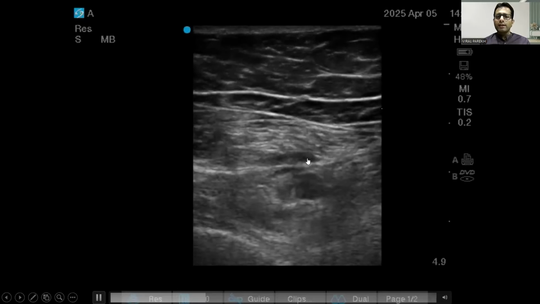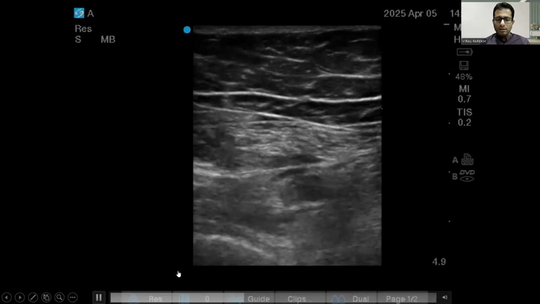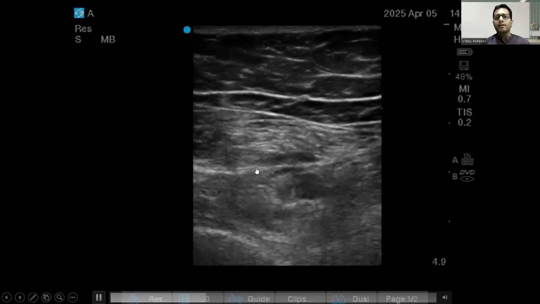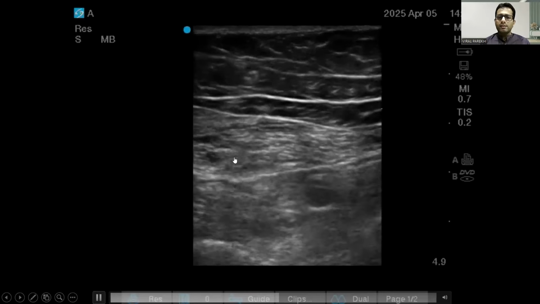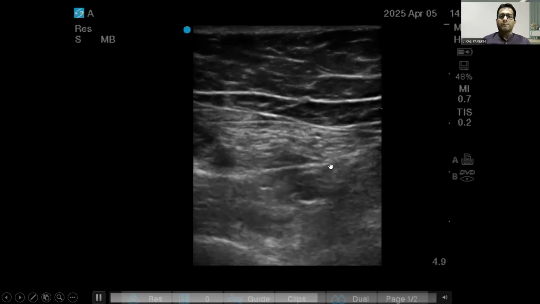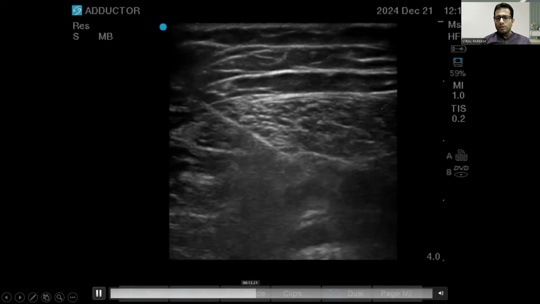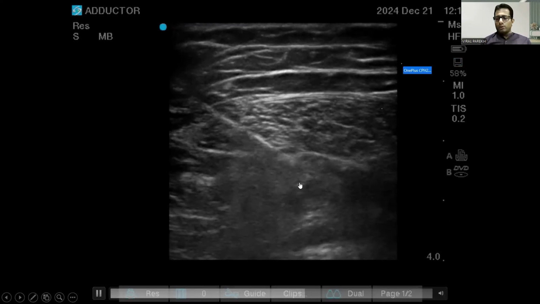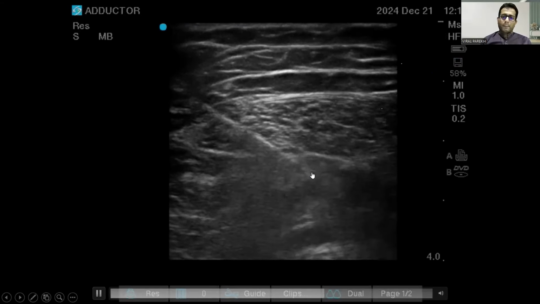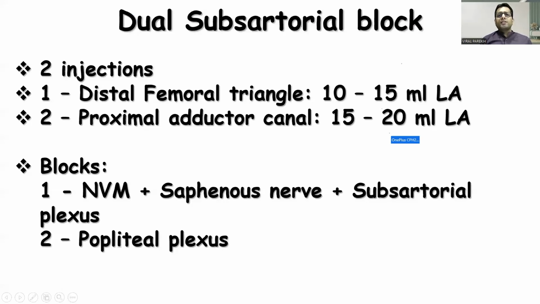So this is another image which I wanted to show. We usually put catheters in all our patients, and here as we can see the catheter has migrated. It is not lying in the adductor canal. So we resited the catheter. This is the catheter movement which you can appreciate. And this video is showing the classical depression of the femoral artery with injection of the local anesthetic in the adductor canal.